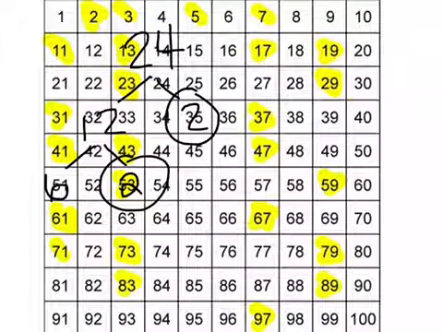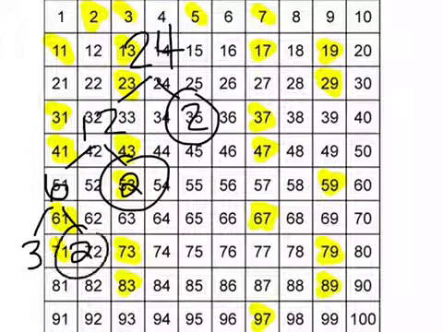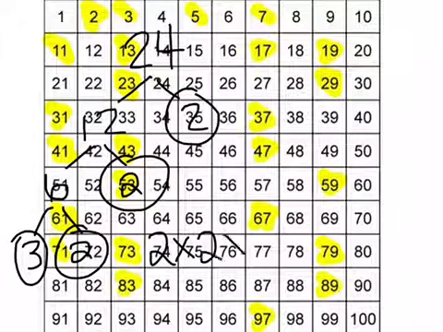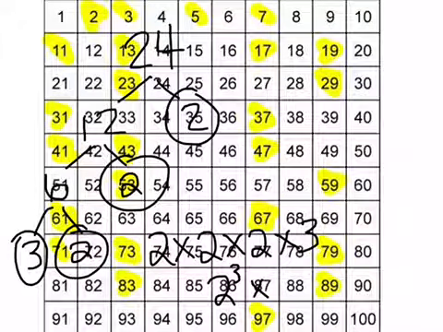6 and 2, and 3 and 2. And then we would say that 24's prime factorization is 2 times 2 times 2 times 3. And you can also write this as 2 to the third times 3. So that is the prime factorization for 24. You're breaking it down to all prime numbers.